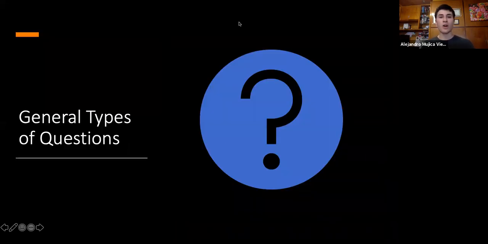Now let's move on to the general types of questions. These are the general types of questions that we can find in any type of passage. Then we have 5 different types of passages, and each of those types of passages have specific questions to those types of passages.